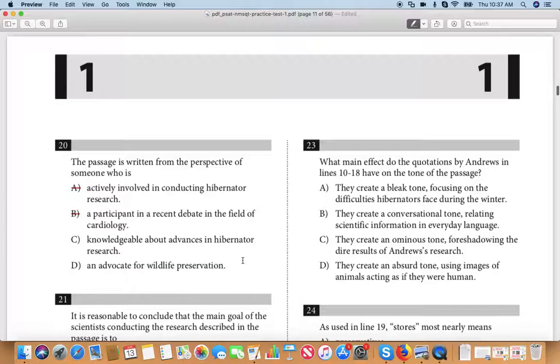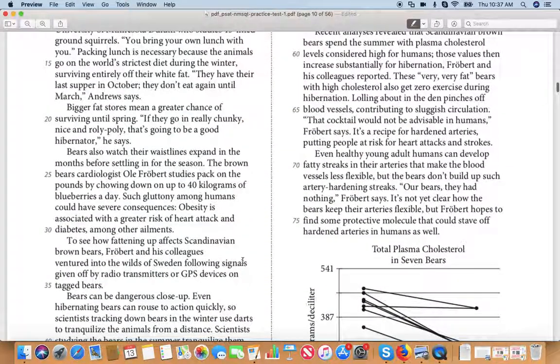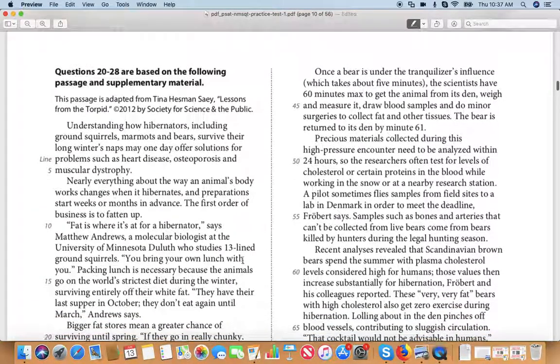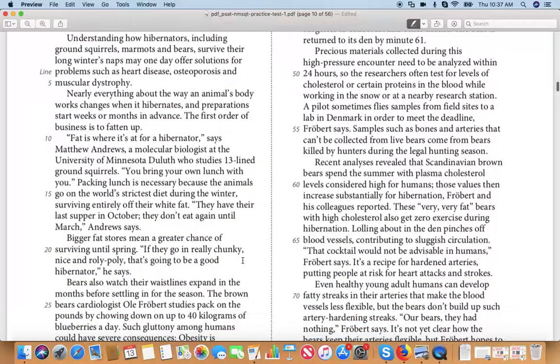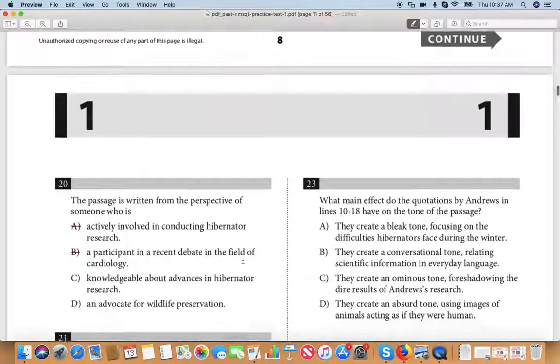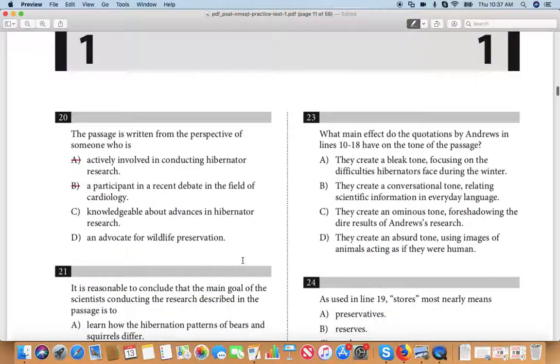I mean, really, if we're looking for evidence that this is written from the perspective of someone who's knowledgeable about advances in hibernator research, I would say the evidence is the whole passage, right? I can't deny this person is knowledgeable about hibernator research. I'm looking at every paragraph, and I can't say that for A. I don't know if they're actively involved in conducting it, but I know they're knowledgeable about it. The whole thing is evidence for it.